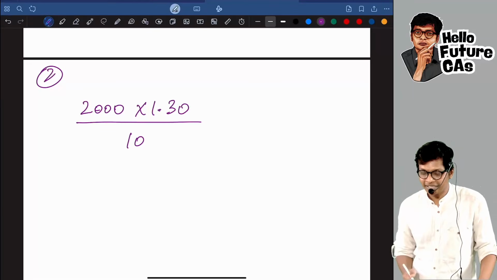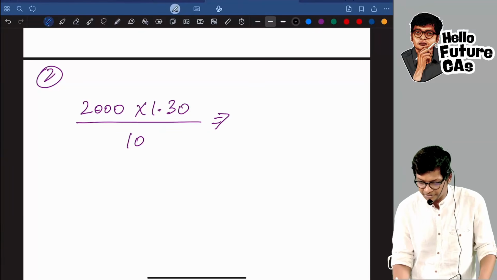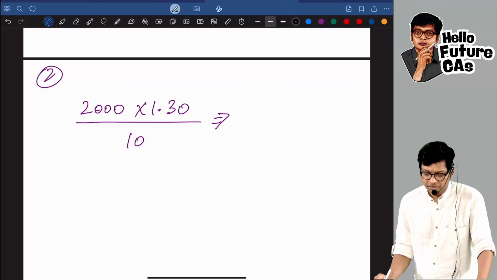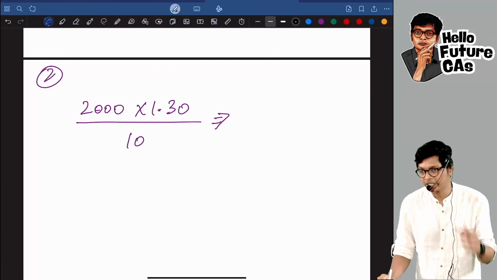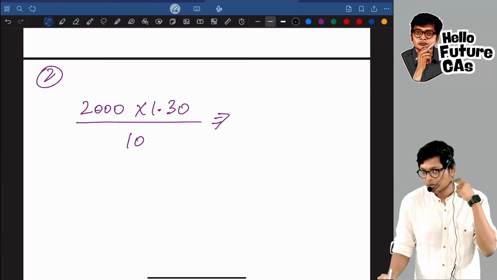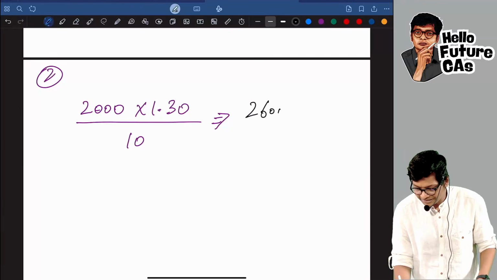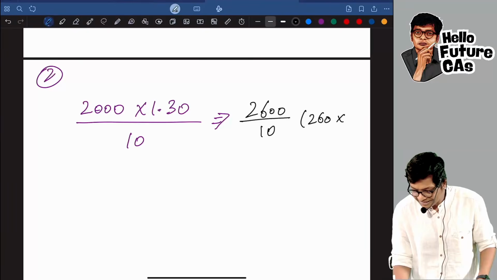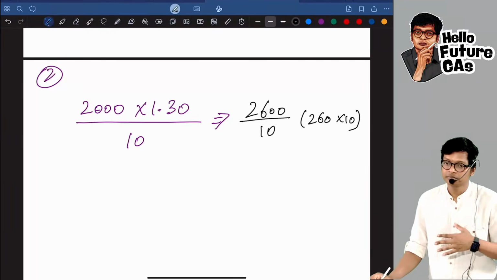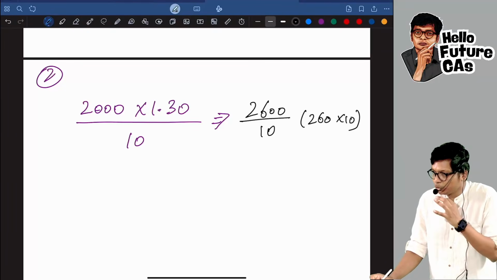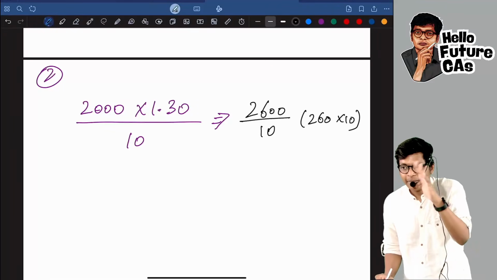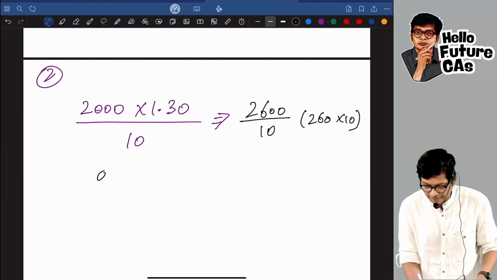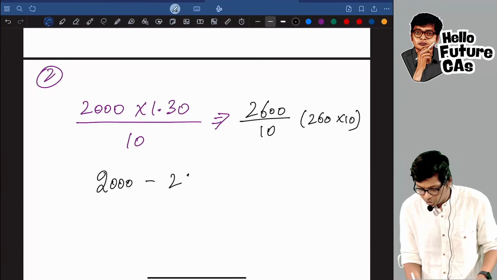Are you following, guys? How much did he actually pay? 2000 into 1.3 is how much? 2600 divided by 10 is how much? 260 into 10 rupees. Correct? So 260 into 10 is the share value which has been paid by the employee or whoever got the option. That means out of 2000 shares, 260 is paid.